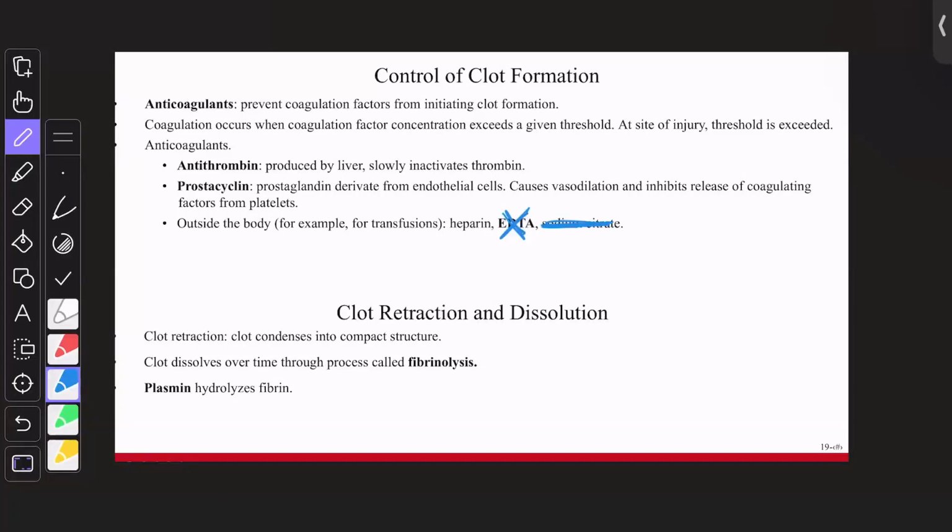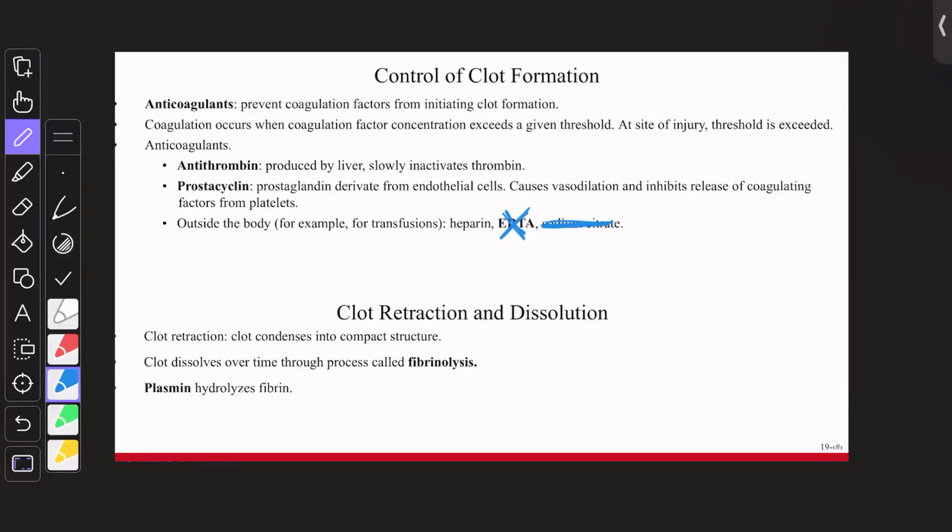Coagulation occurs when those factors exceed a particular threshold. Once that threshold is exceeded, this is not a threshold like action potentials. It's not an electrical threshold. This is a physical quantity threshold. When we get so much of these factors in the bloodstream, that is when your coagulation is going to start happening.